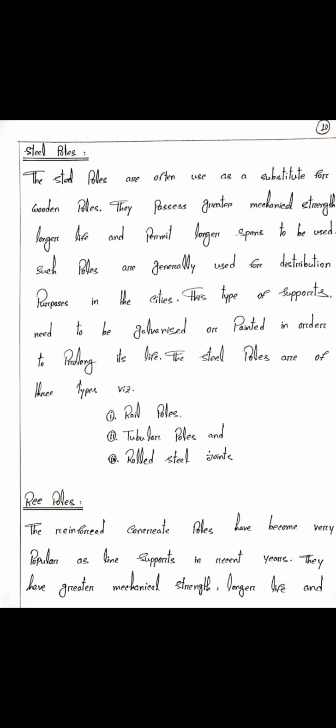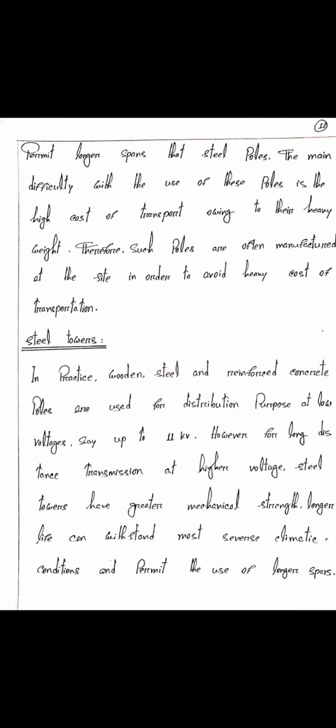RCC poles. The reinforced concrete poles have become very popular as line supports in recent years. They have greater mechanical strength, longer life, and permit longer spans than steel poles. The main difficulty with the use of these poles is the high cost of transportation owing to their heavy weight. Therefore, such poles are often manufactured at the site in order to avoid heavy cost of transportation.